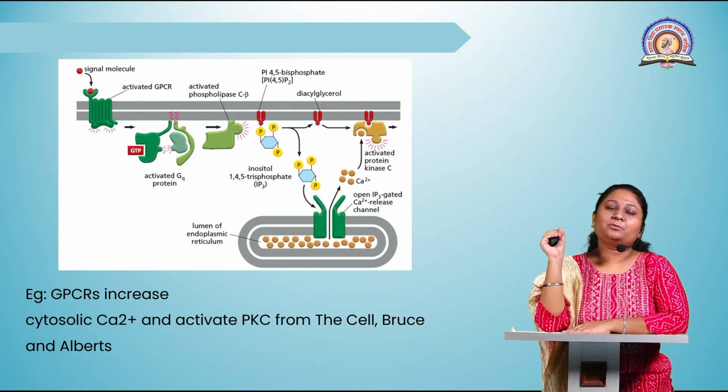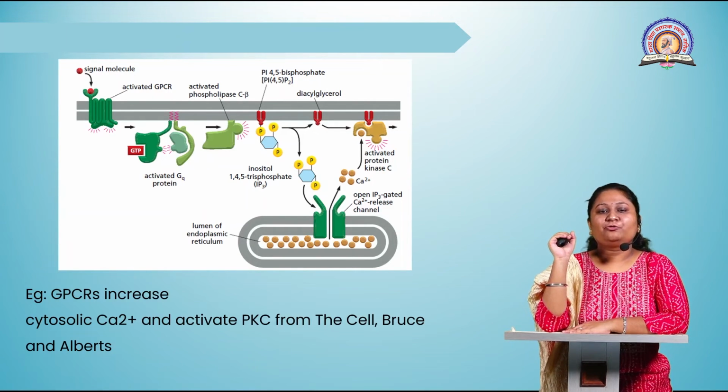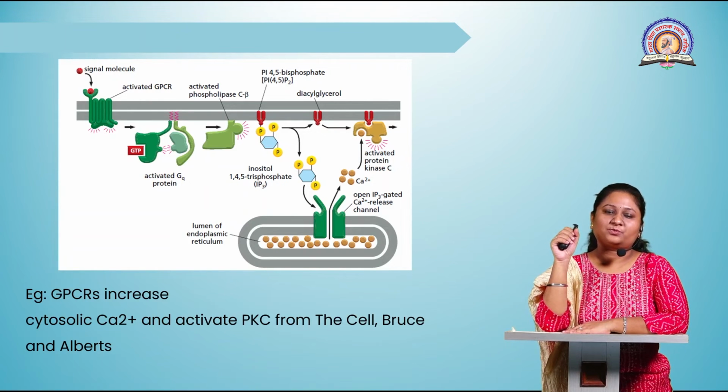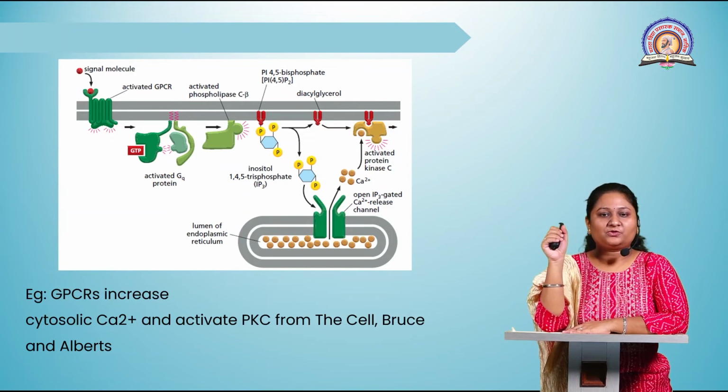In this case, it goes and binds to an enzyme known as phospholipase C beta. Earlier it was in an inactivated form, but when it binds to the subunit of the GPCR, it gets activated. This phospholipase C beta is mostly a hydrolyzing enzyme which converts PI 4,5 bisphosphate into diacylglycerol and inositol triphosphate. So these are the two molecules formed from PI 4,5 bisphosphate, that is, activated phospholipase cleaves PI 4,5 bisphosphate into diacylglycerol and inositol triphosphate.